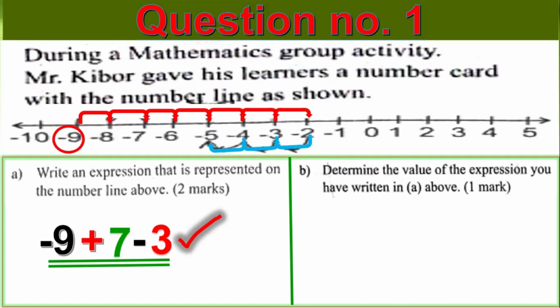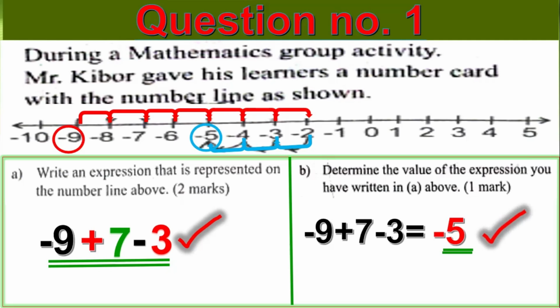Correct. Next question. Determine the value of the expression you have written in A above. That is 1 mark. In fact, this is a done question already. So you first write the equation: -9 plus 7 minus 3. You can work it out, or you look at the number line, which rested at -5. So -5 must be the correct answer. You can also prove it using your calculator. You key in -9 plus 7 minus 3. Your end result will be -5, and that is what was expected of you in question number 1.